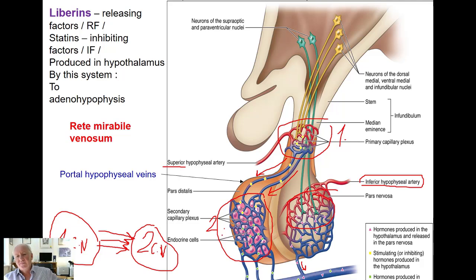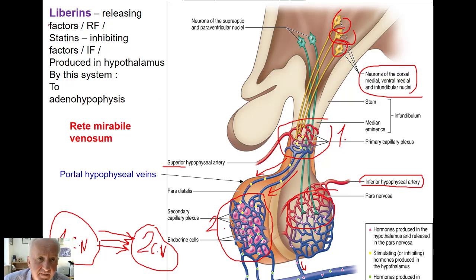It's very simple. To get very important factors, hormones, I would say the best are hormones from the hypothalamus, from those neurons of the nuclei in the hypothalamus, very quickly to the adenohypophysis. And this can be very important releasing factors.